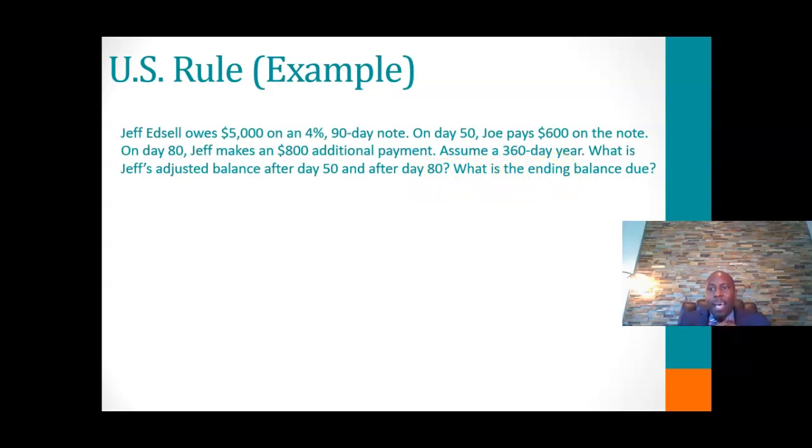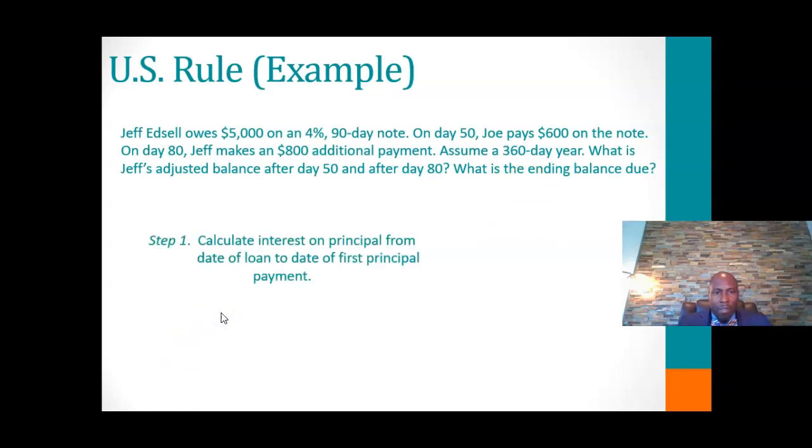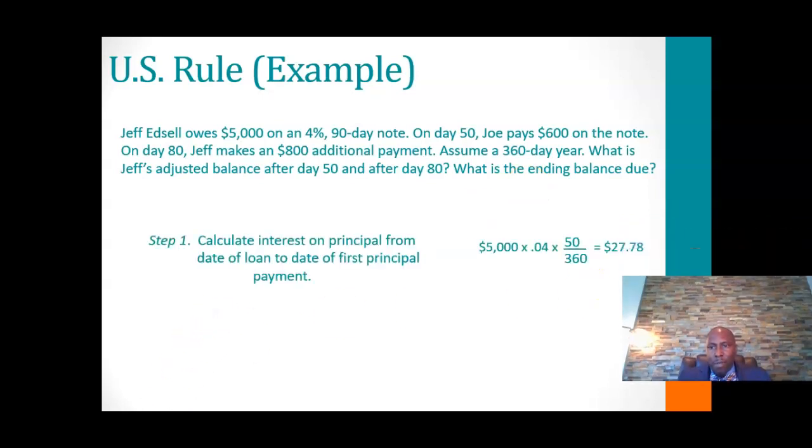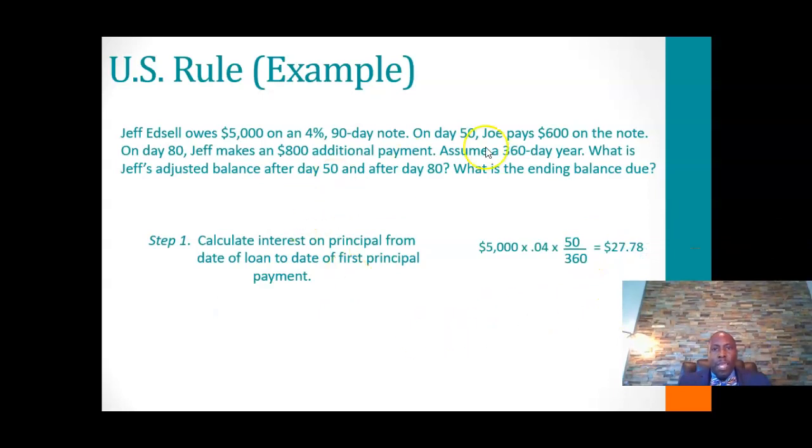So let's analyze this situation. Jeff is going to owe $5,000 at the end of 90 days plus 4% interest. Jeff decided to make payments before the due date in an effort to reduce the principal balance and to reduce the amount of interest paid over the actual life of the loan. Okay?